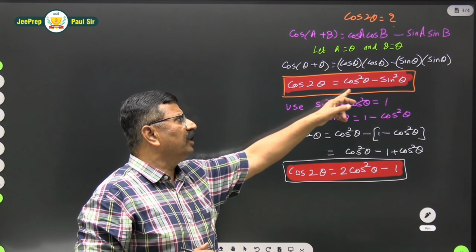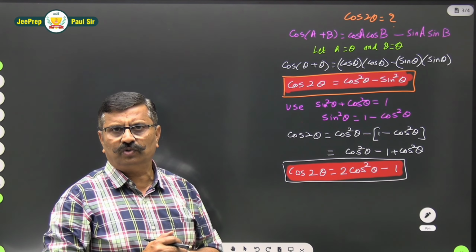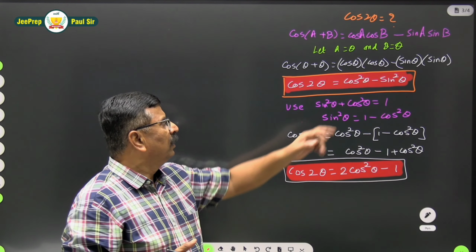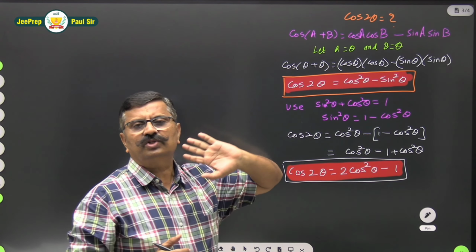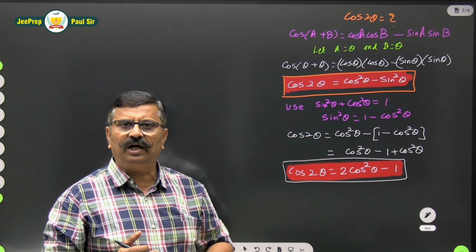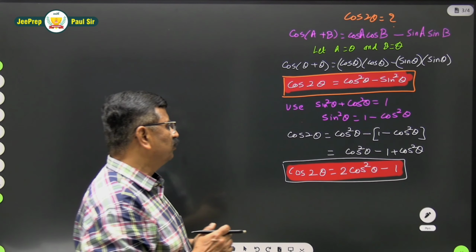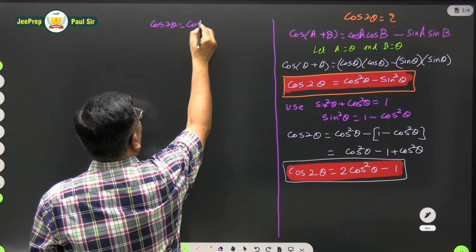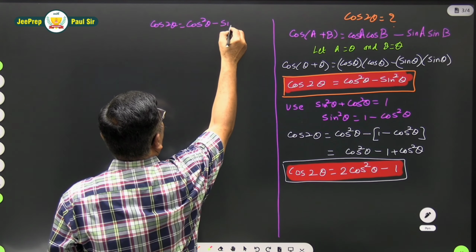But this formula consists of cos square and sine square put together. And see, I want a formula only for sine square theta. So I will eliminate cos square theta. So for cos square theta, I will write 1 minus sine square theta. Let's try this. Now cos 2 theta is equal to cos square theta minus sine square theta.